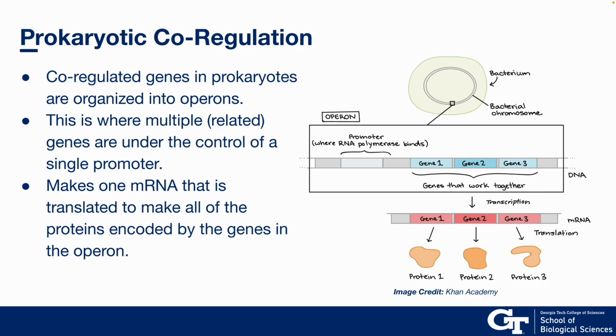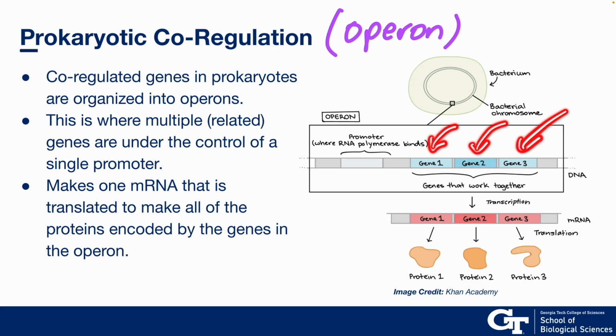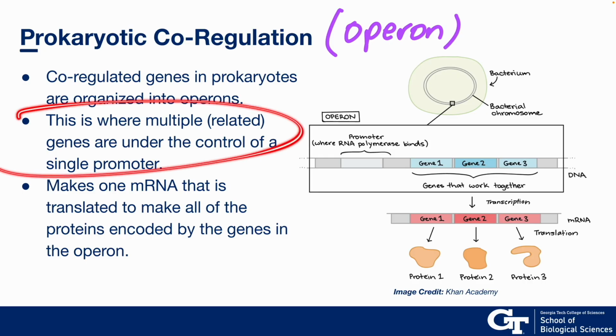So in prokaryotes, we have this process of co-regulation. And co-regulation is achieved through something called an operon. So we have multiple genes put next to each other. 1, 2, 3, right? And then we have our promoter, like we said, which is where polymerase binds. So multiple genes under the control of a single promoter. And what that means is that when RNA polymerase binds, all these genes are going to be translated into proteins. So these genes are co-regulated together because they're under a single promoter.